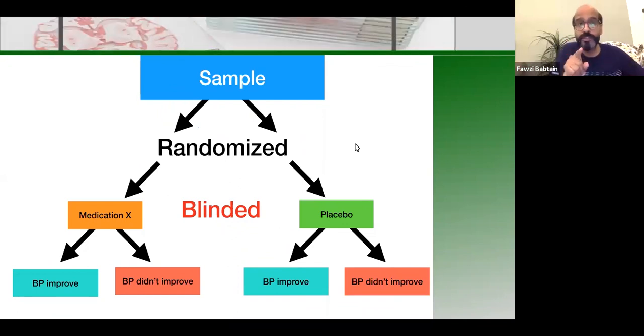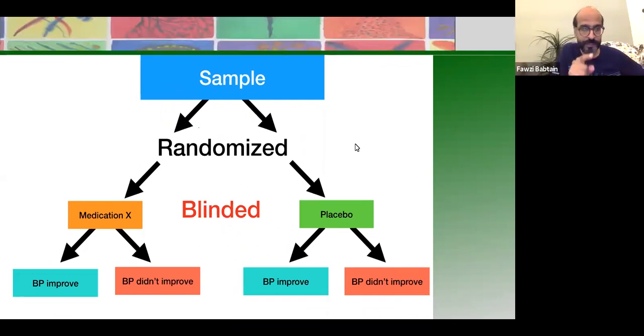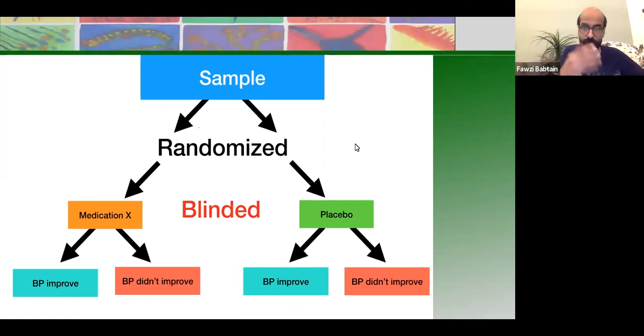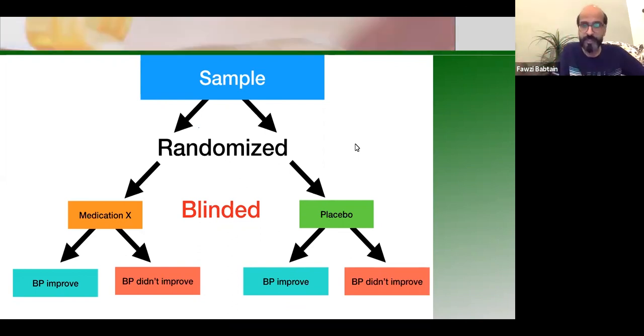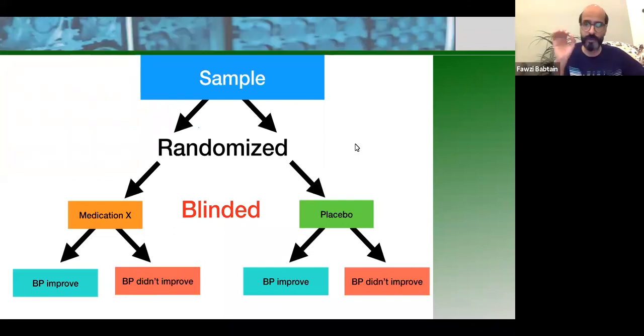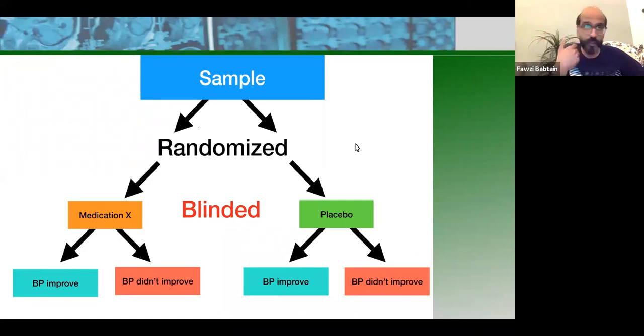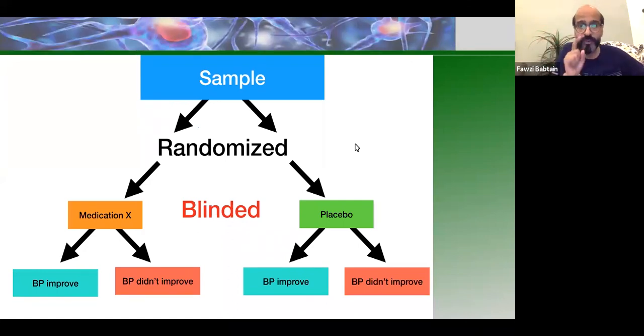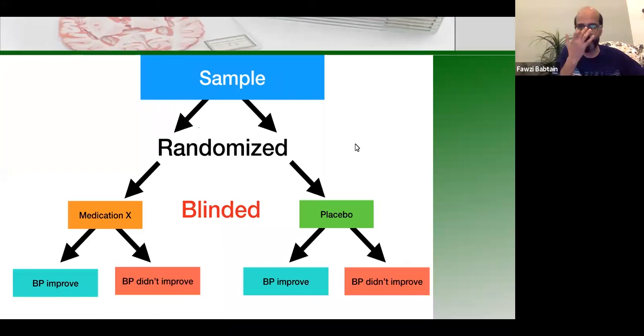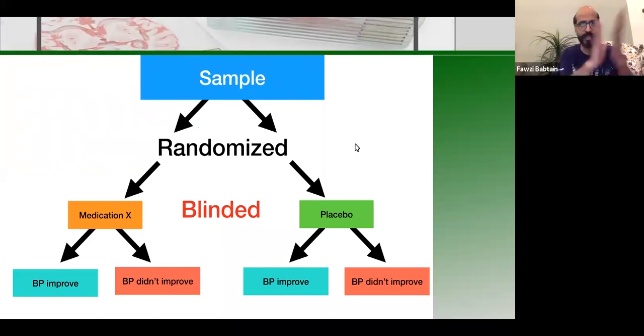I don't know when I measure the blood pressure whether this subject received the new medication or the old medication. So I'm blind. Sometimes even the patient is blind. He doesn't know if this is the new medication or only a fake tablet or sugar tablet. So there is blinding. Why blinding? To avoid recall bias, to avoid information bias.